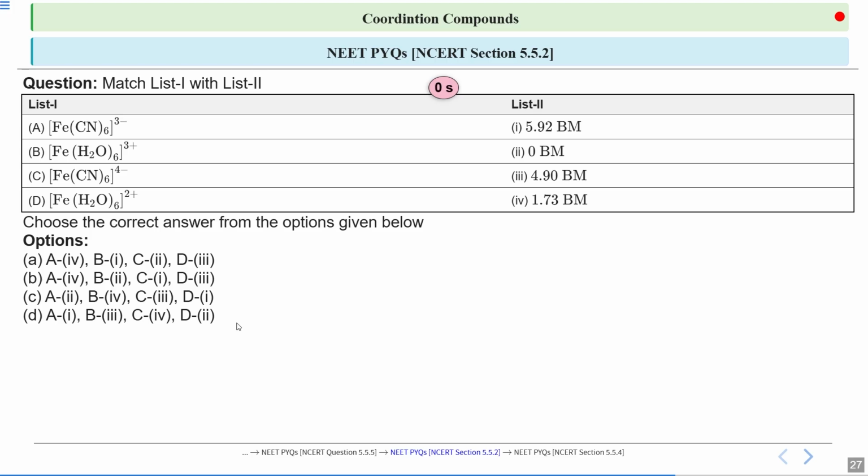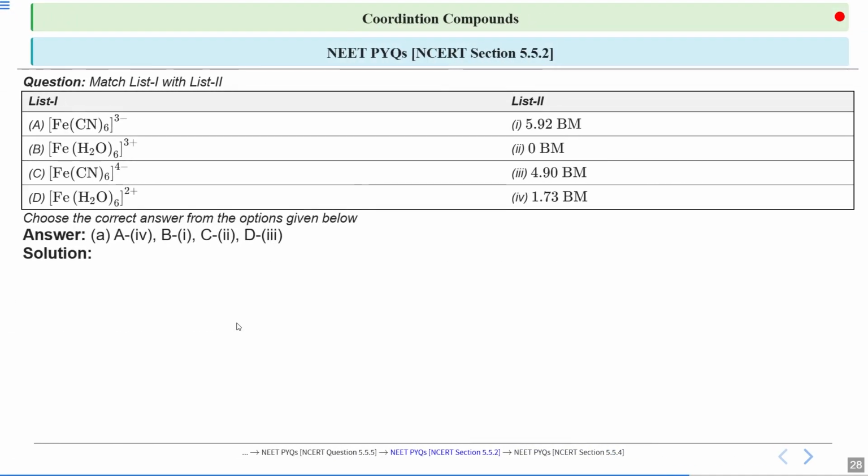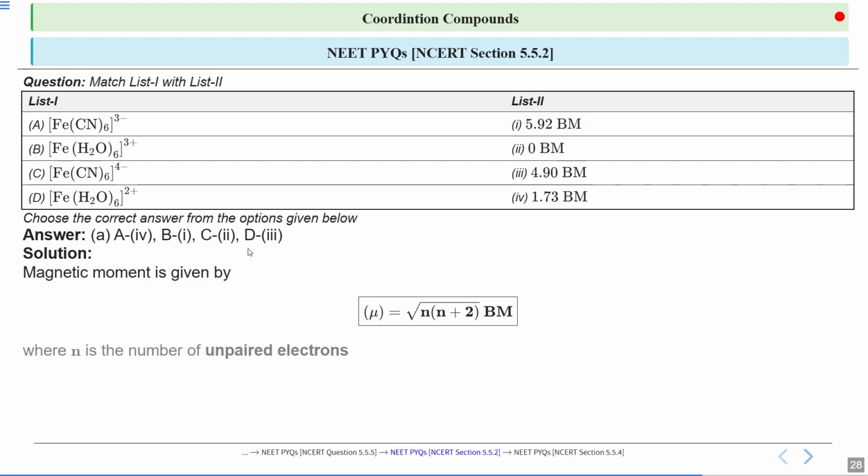Okay, let's see. So for this question, the correct answer is option A, that in the list, A is matching with fourth, B is matching with first, C is matching with second, and D is matching with the third. The magnetic moment is given by the formula mu equals under root n(n+2) Bohr magneton, where n is the number of unpaired electrons present in the central metal in the complex.